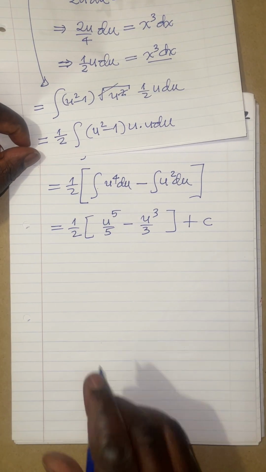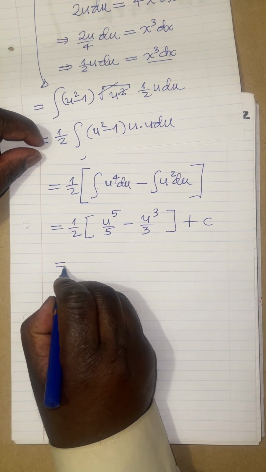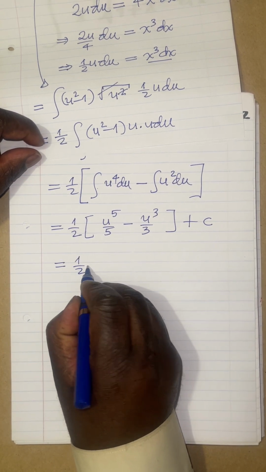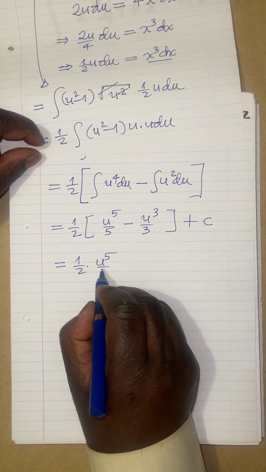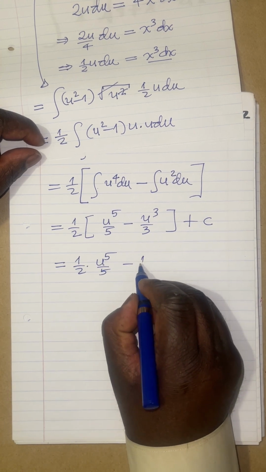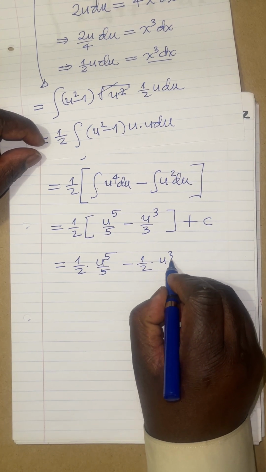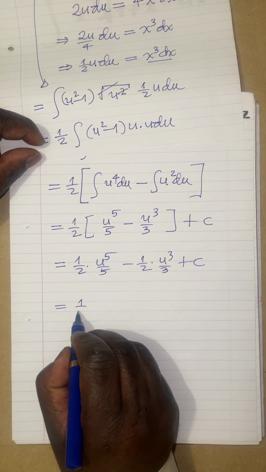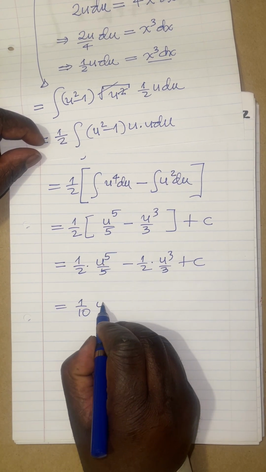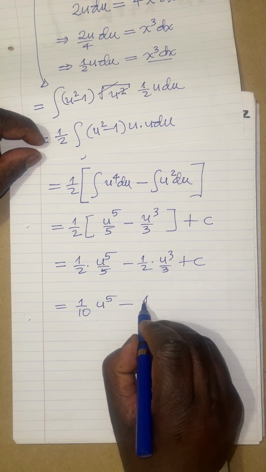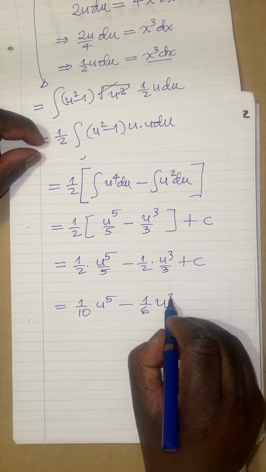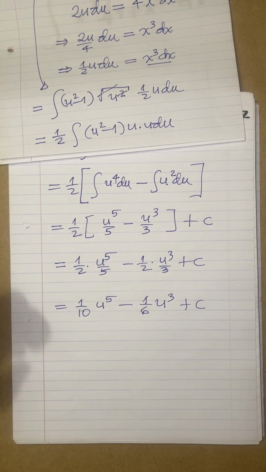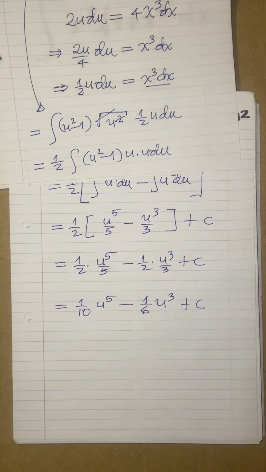Now let's distribute the half. So this is going to be 1 over 2 times u to the power 5 over 5 minus 1 over 2 times u to the power 3 over 3 plus c. This is just 1 over 10 u to the power 5 minus 1 over 6 u to the power 3 plus c. We must go back to our original variable, which is actually x, not u.